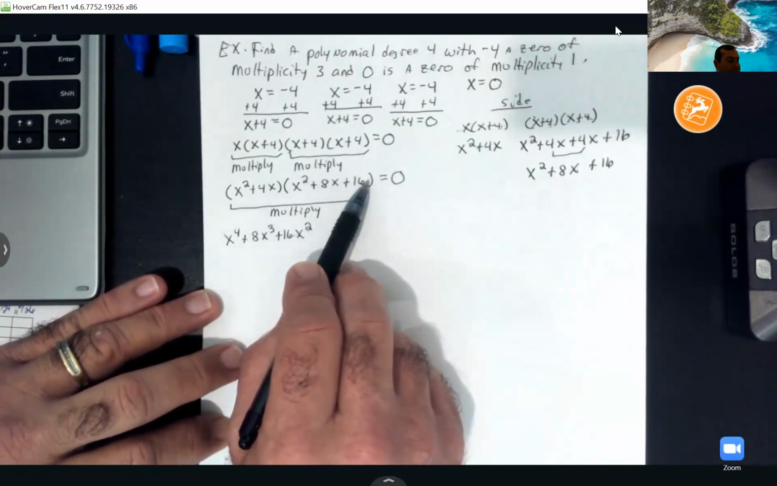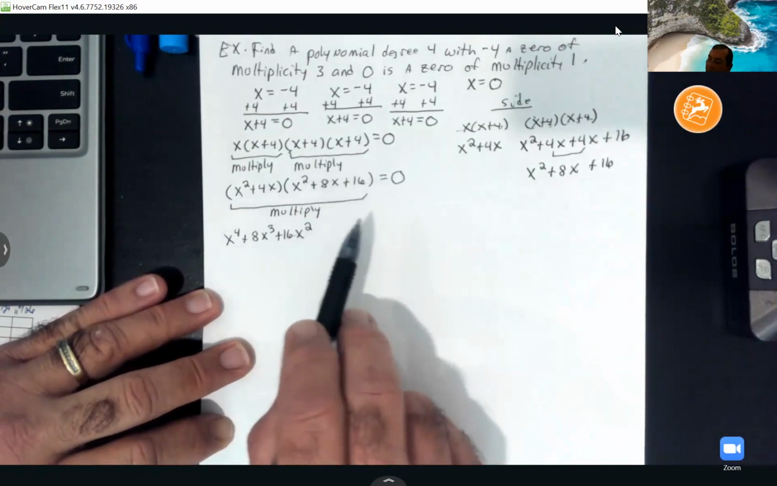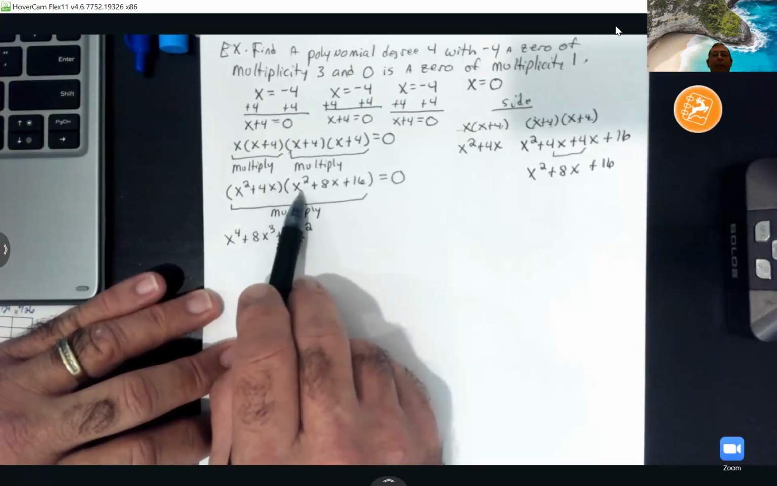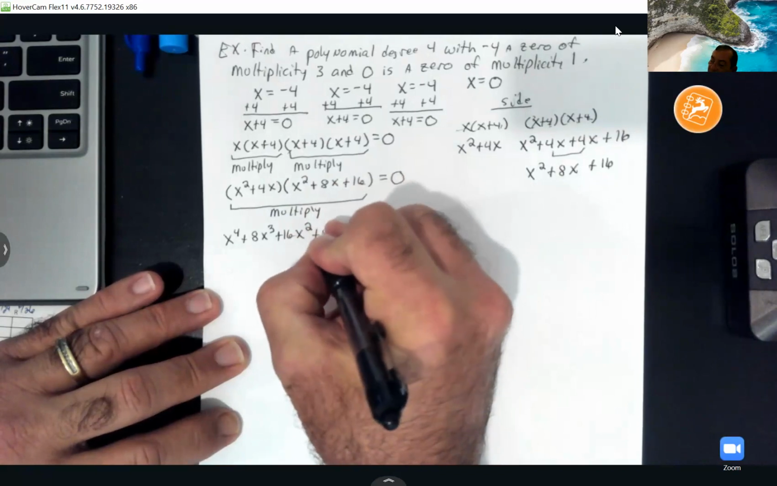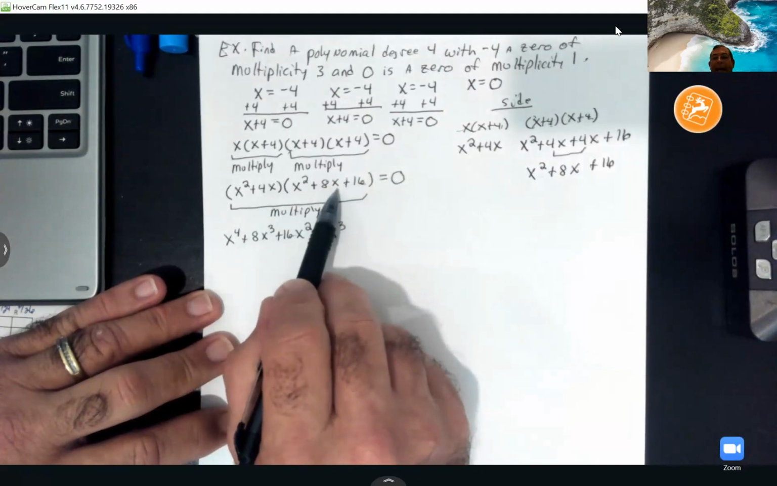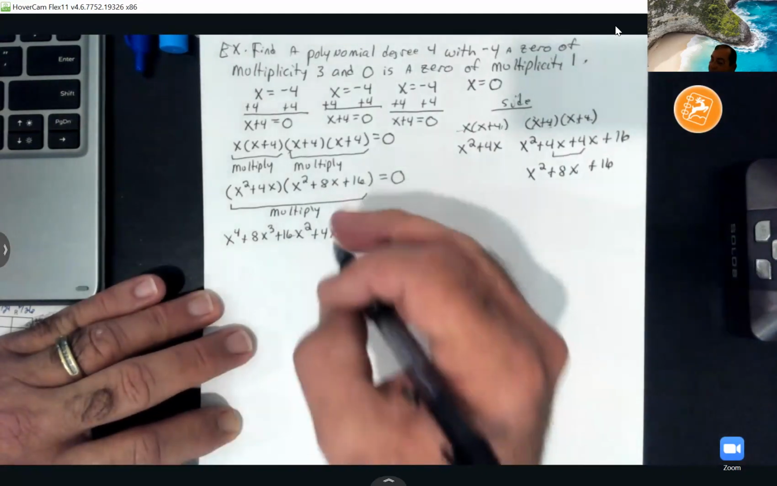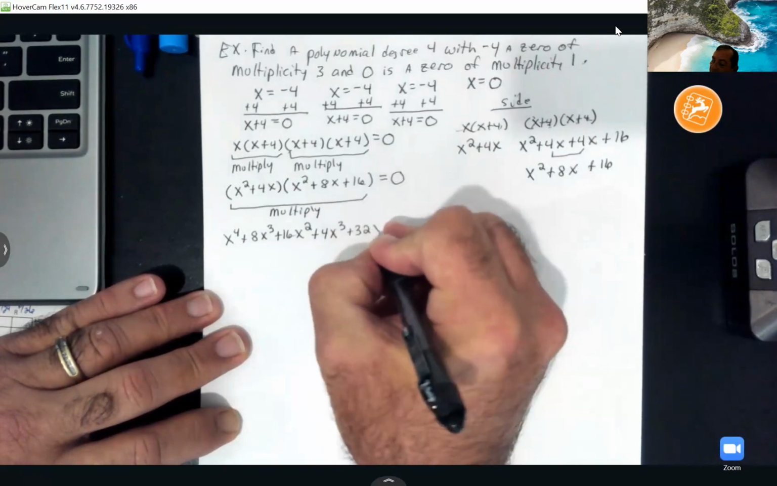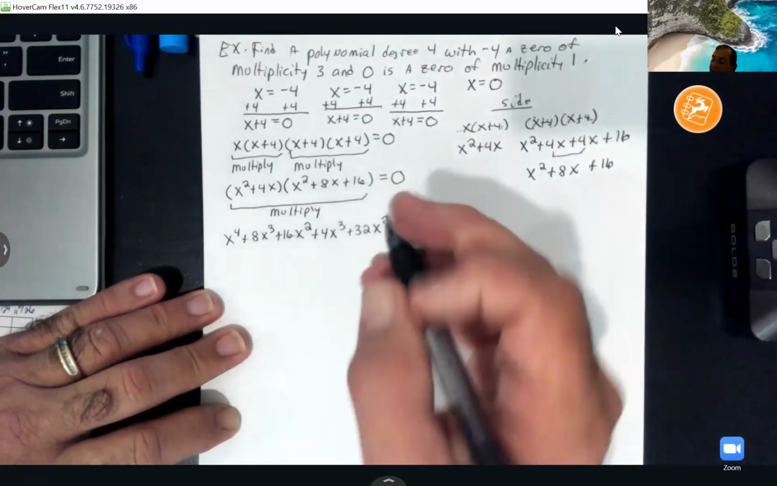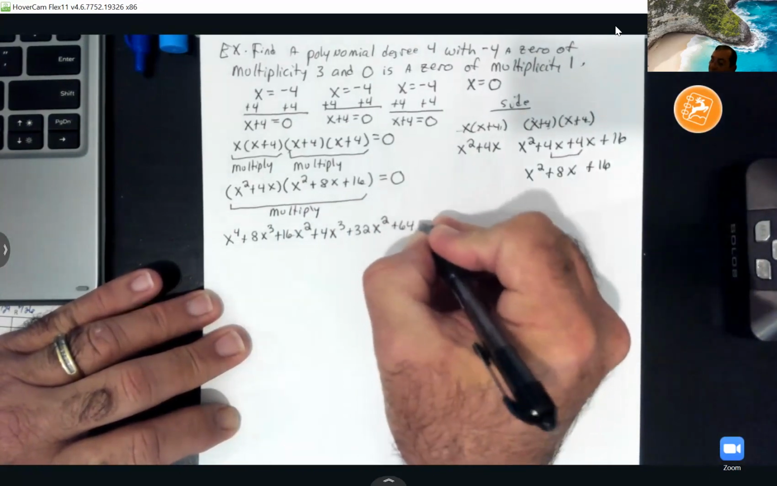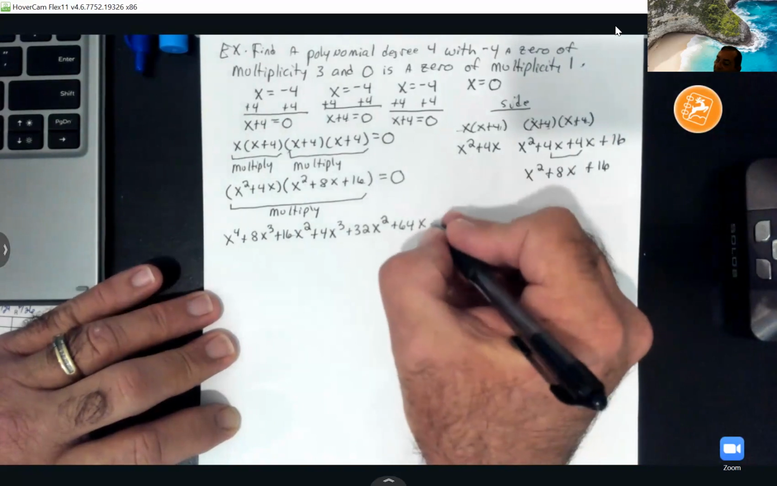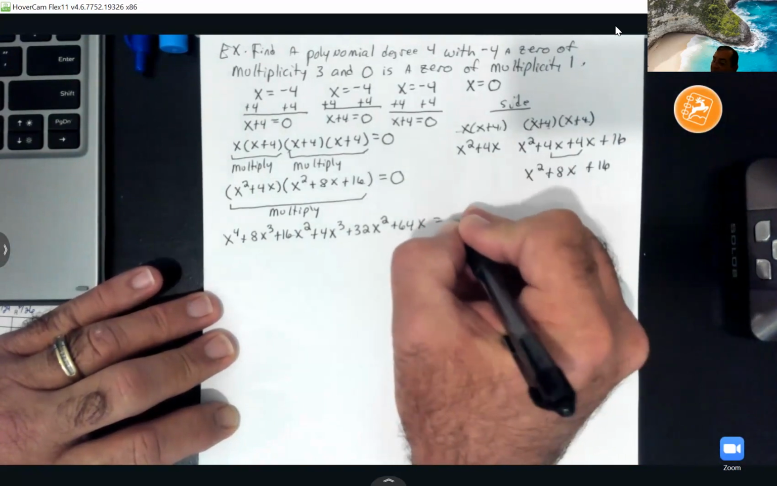All right, y'all, let me find where I'm at. Okay, right here, I'm going to distribute that 4x. 4x times x squared is a 4x cubed. 4x times 8x is a 32x squared. And then 4x times 16 is a 64x. All righty, y'all. Remember, all that's sort of technically equal to 0 still.